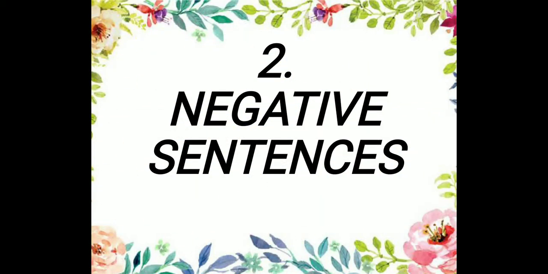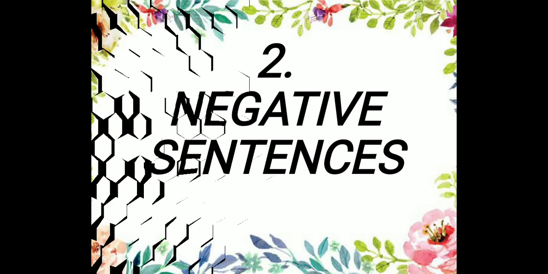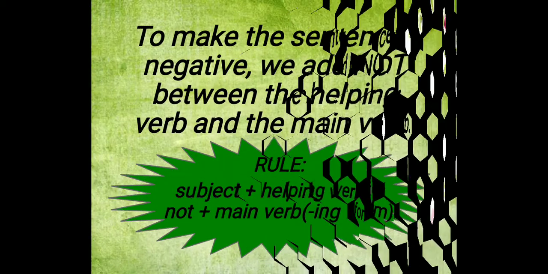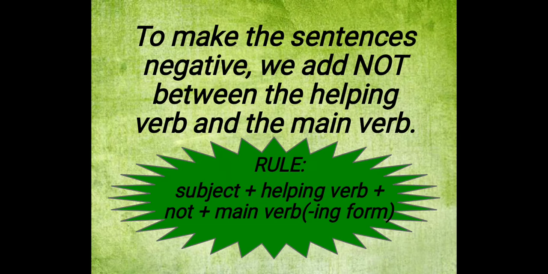Now the second kind is negative sentences. To make the sentences negative, we add not between the helping verb and the main verb, and its rule is subject plus helping verb plus not plus main verb. And children, we are going to use ing form of the verb, which means we are going to add ing in the main verb.